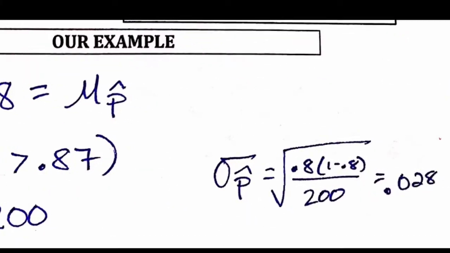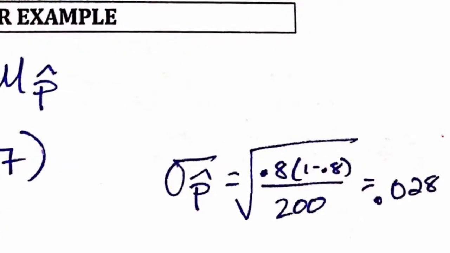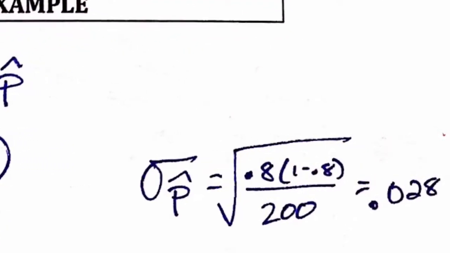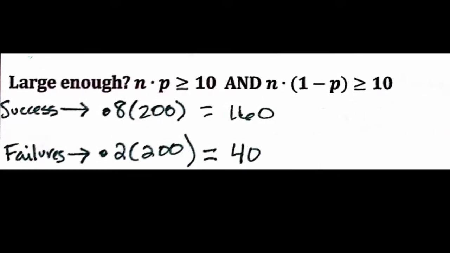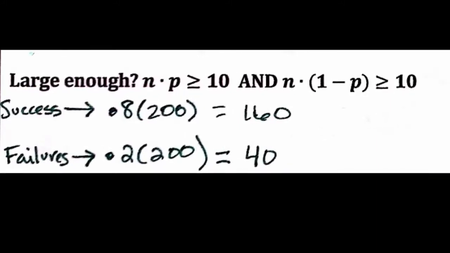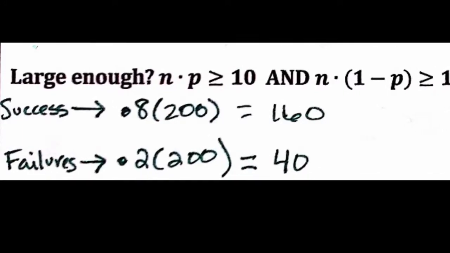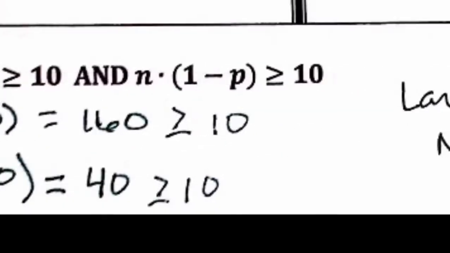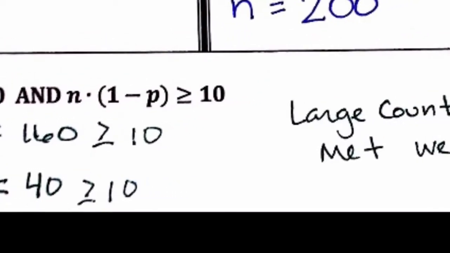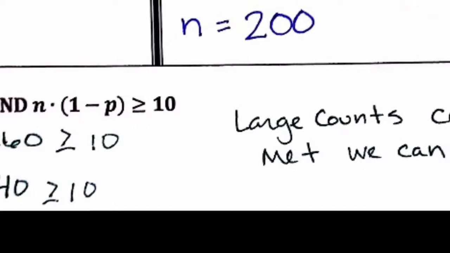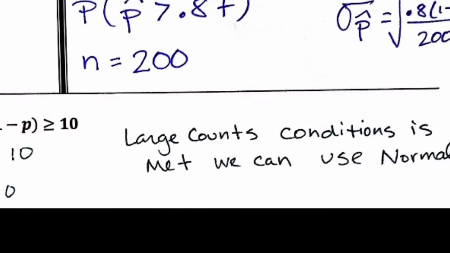Well, let's calculate the standard deviation for this. It's the square root of p times 1 minus p over 200. We're going to try to use normal probability to calculate this. So we see that n times p is 160, n times 1 minus p is 40, which means we have more than 10 successes and 10 failures expected from our sample. So with the large counts condition met, we can use normal probability.